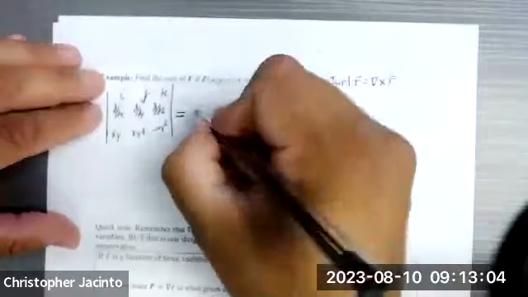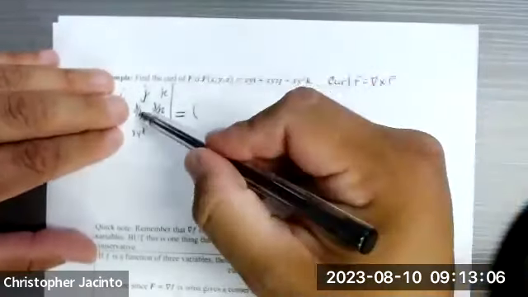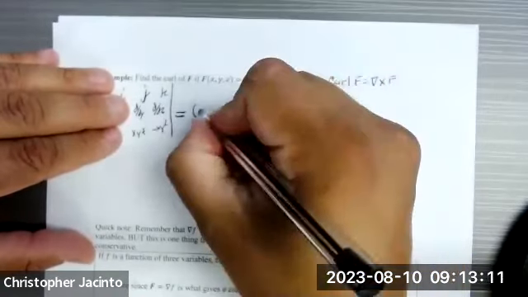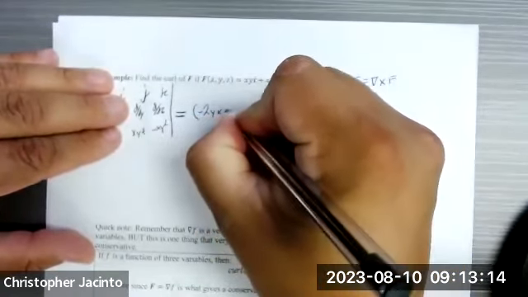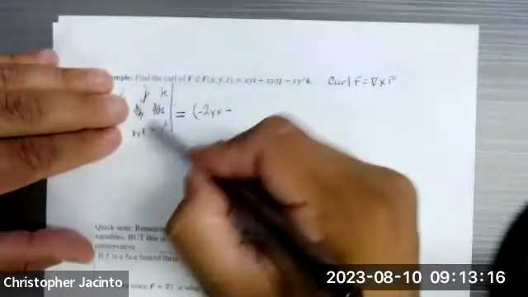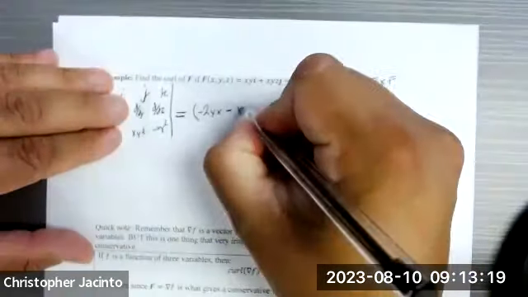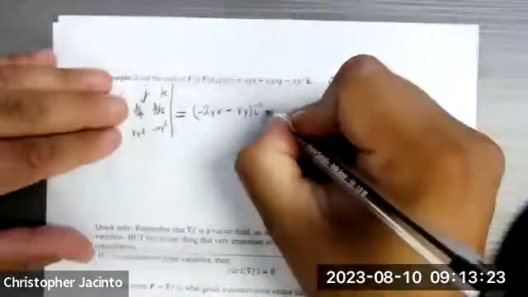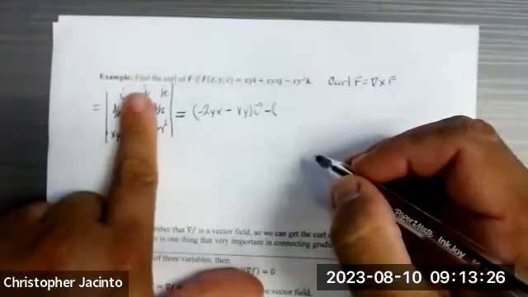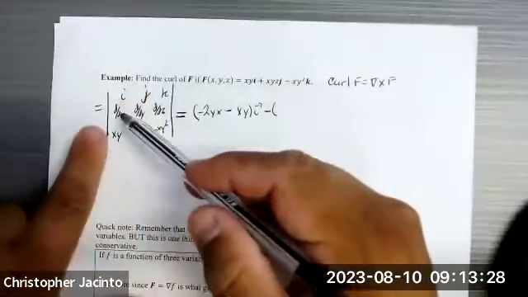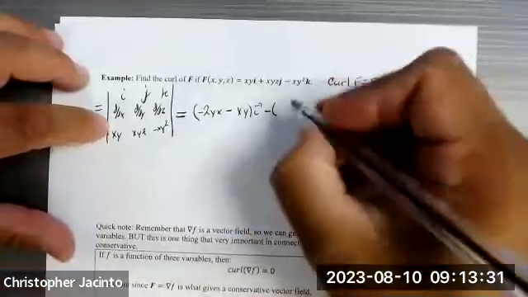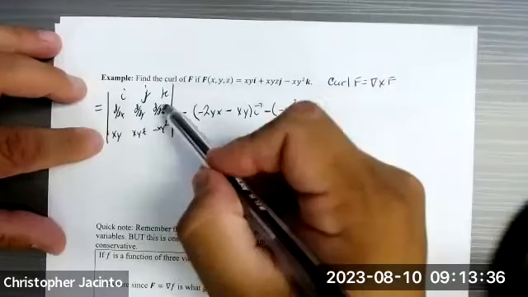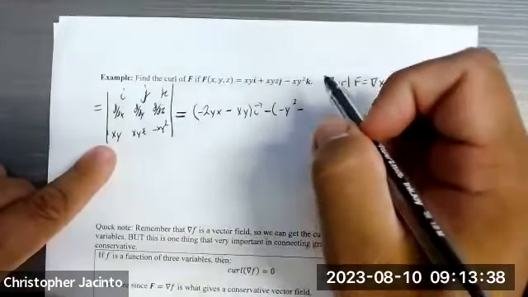So for i, we get rid of this times this. We take the partial derivative with respect to y, which is negative 2yx, minus the partial derivative with respect to z, which is xy, i. Minus, then we do the j component, so the middle term goes away. The partial derivative with respect to x over here is just negative y squared, minus the partial derivative with respect to z, which is 0.